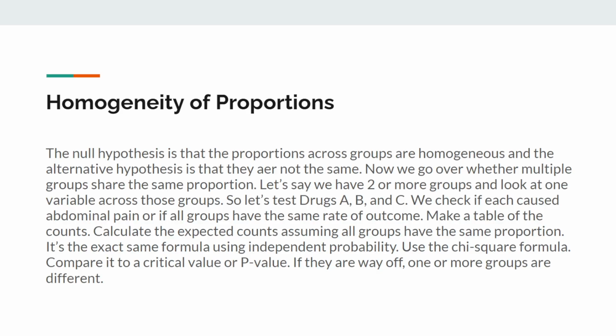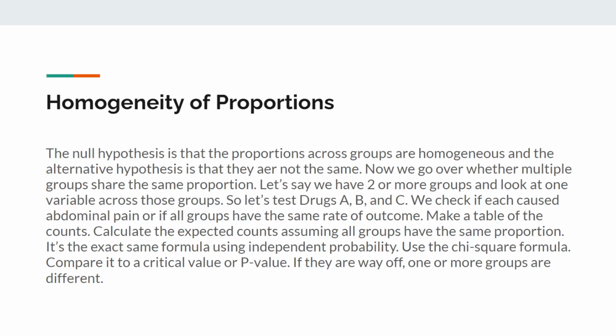So the null hypothesis is that proportions across groups are homogeneous. And the alternative hypothesis is that they are not the same. So we go over whether multiple groups share the same proportions. Let's say we have 2 or more groups and we look at one variable across those groups. So a simple example, drugs, we go back to pharmaceuticals again. We test drugs A, B, and C. We check if each causes abdominal pain or if all groups have the same rate of outcome, meaning that each drug doesn't really have a difference in abdominal pain, they work the same, and they have the same rate of outcome. So make a table of the counts.